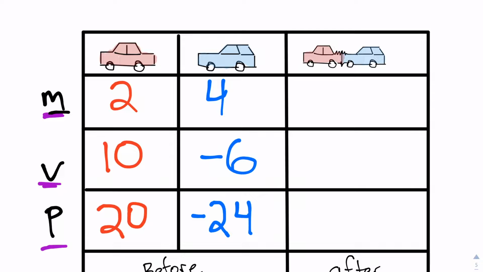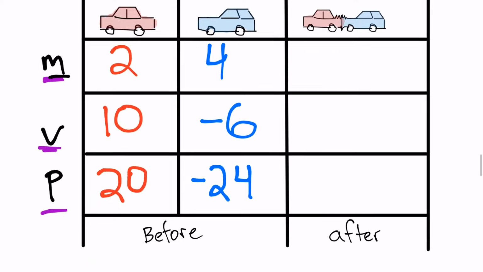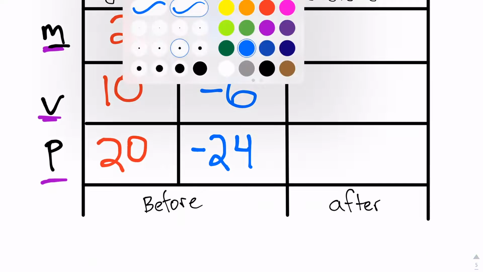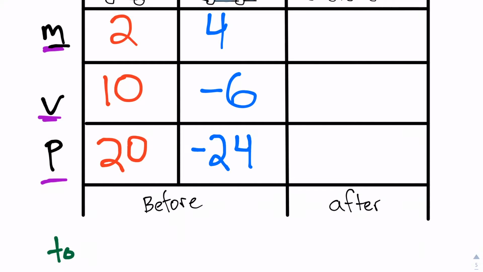Now step number 3 is we want to figure out what is the total momentum of the system. Meaning, what's the total momentum? We're going to add together the red car's momentum with the blue car's momentum. So I'm going to make a little separate box down here. Well, let's do it in green. Total momentum before the collision is going to be 20 plus negative 24 is negative 4. Done with step number 3.